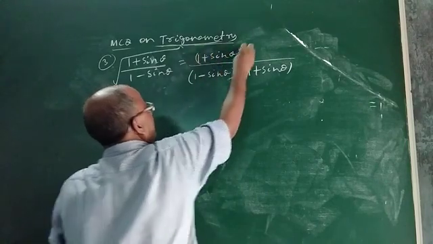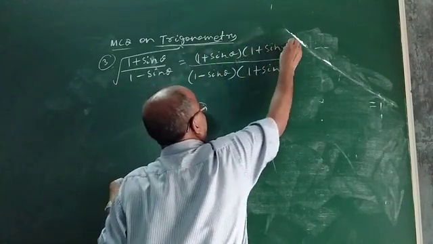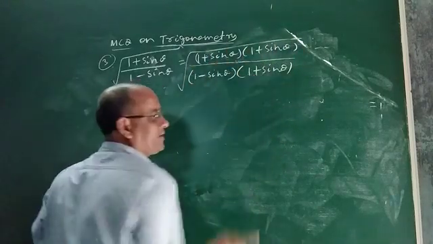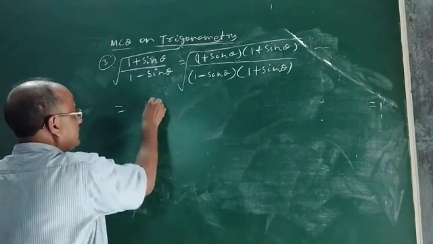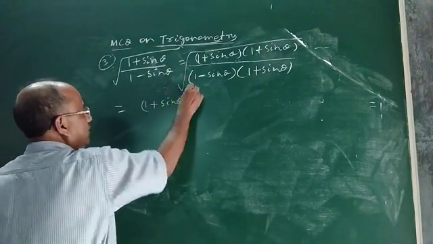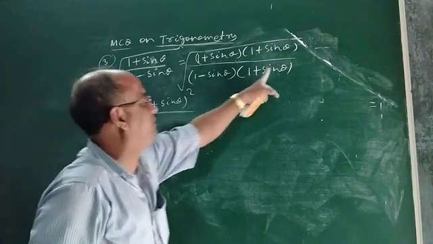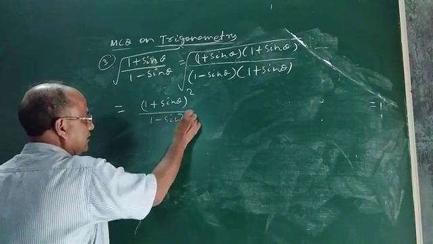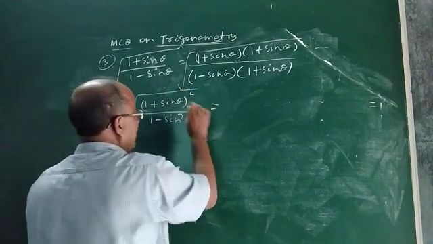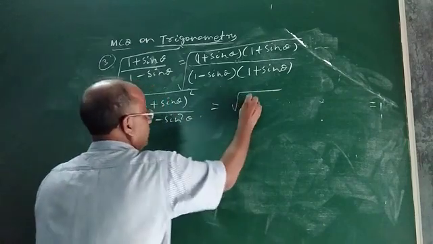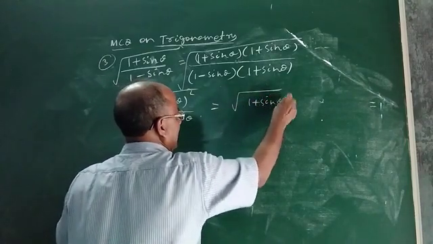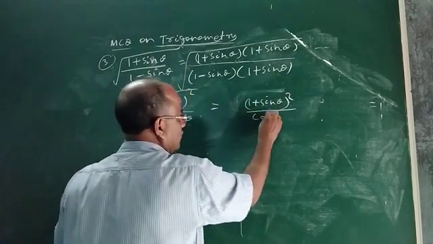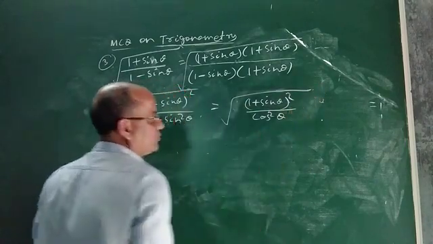So it is 1 plus sin theta into 1 plus sin theta under square root. Now this is a plus b into a plus b, that is a plus b whole square. So it is 1 plus sin theta whole square, and look at the denominator. It is a minus b into a plus b, that is a square minus b square. So it will become 1 minus sin square theta. And this will be the square root of 1 plus sin theta whole square divided by 1 minus sin square theta, which is cos square theta, under the square root.